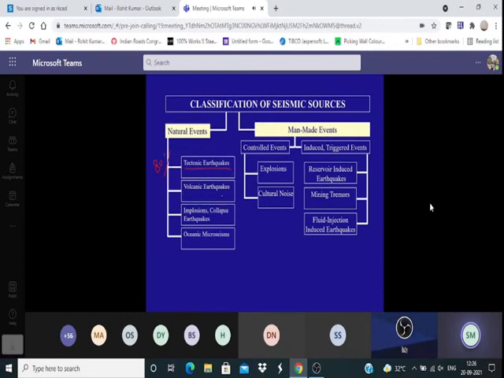Then come the volcanic earthquakes. Then the implosions, collapse. Then the oceanic microseisms, which are very small, because of the oceanic noise. These are also known as earthquakes, but they are man-made earthquakes. Maybe some controlled events, explosions and cultural noise, or maybe induced triggered events, reservoir induced seismicity. Nowadays, it is very important. Mining tremors, fluid injection. What is going on in Punjab is they are injecting fluid to take out the petroleum, and because of this, there are some earthquakes.